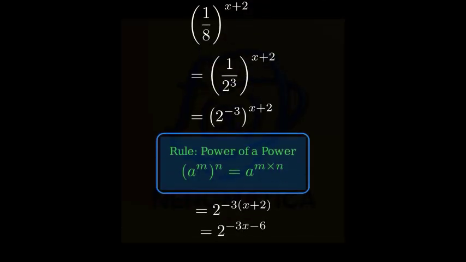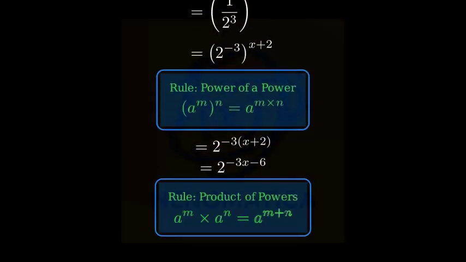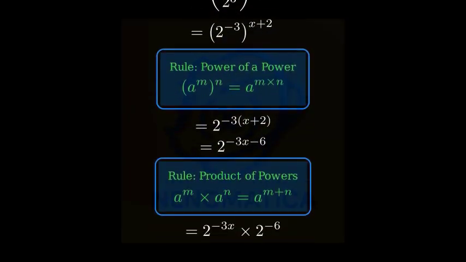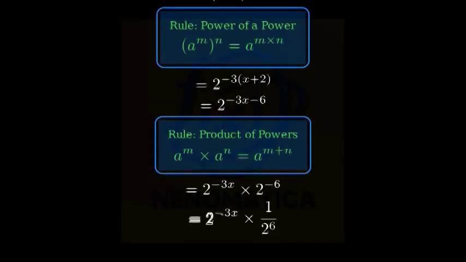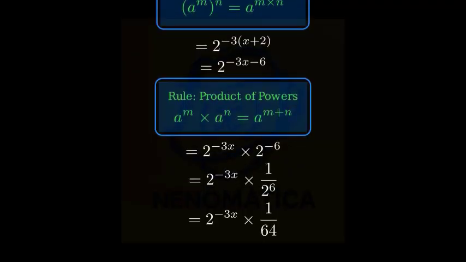Now, we'll distribute the negative 3 to the terms inside the parentheses. Negative 3 times (x+2) equals -3x - 6. Using the product rule for exponents, we can split this into a product of 2 terms, 2^(-3x) times 2^(-6). Let's calculate 2^(-6). This equals 1 over 2^6, which is 1 over 64.